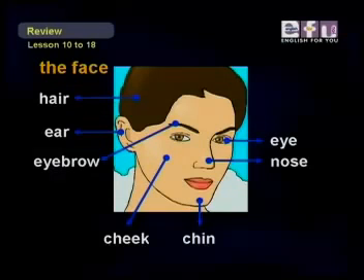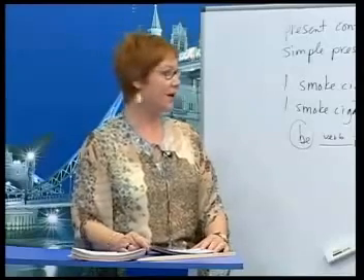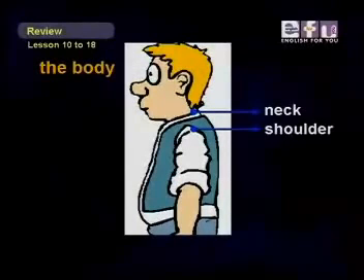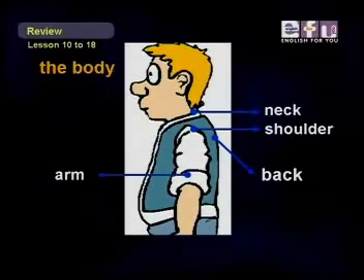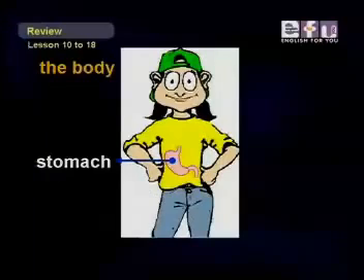And the eye. She has brown eyes. Forehead. And now here's somebody else's body. Okay, let's look at his body. The neck, shoulder, back, arm, chest. Here's her body. And inside you can see the stomach.